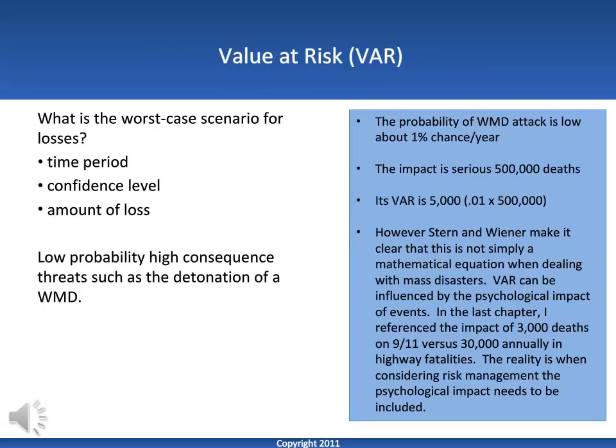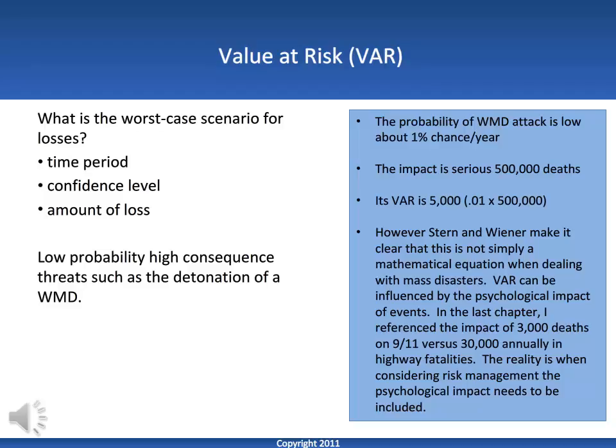Value at risk. This is another term that impacts decision-making in crisis and risk planning. And this talks about what is the worst-case scenario for an organization. And it deals with basically three variables that we have to look at in the value at risk. What is the time period over which this threat or risk is evident? What's the confidence level that the threat may happen? And what's the amount of loss?